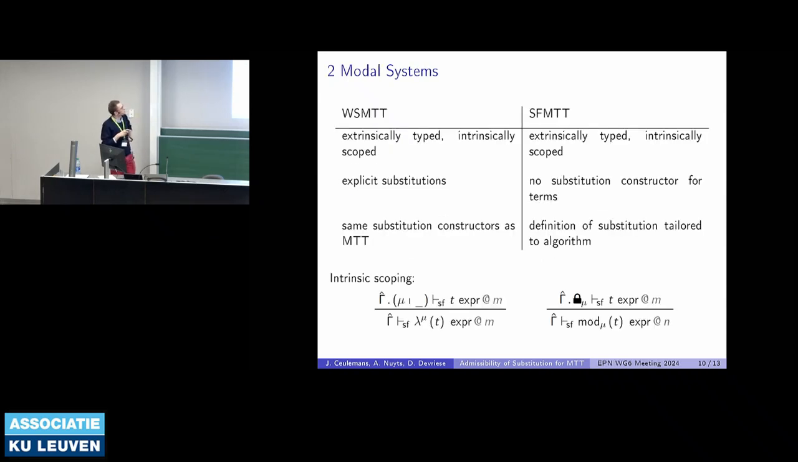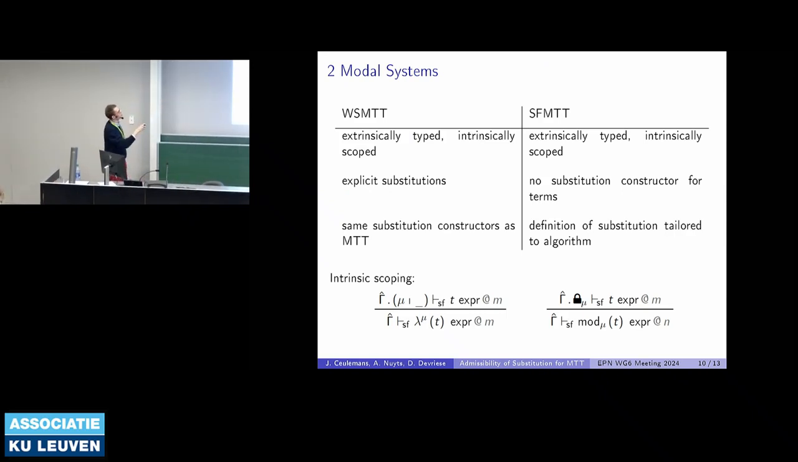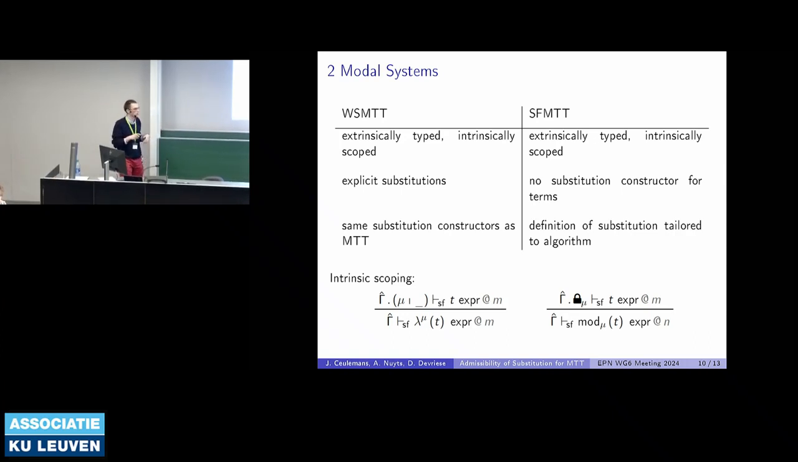So how do we do this? We have here 2 systems. The first one is well-scoped MTT, and the second one is substitution-free MTT. The similarity between both systems is that both are extrinsically typed, but intrinsically scoped. So every expression, every term, every type appears relative to some scoping context, which is basically just an MTT context, but with all the typing information erased. And actually, we also erase the names because we use De Bruijn indices in these systems.